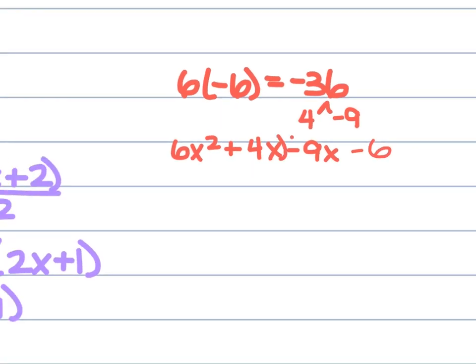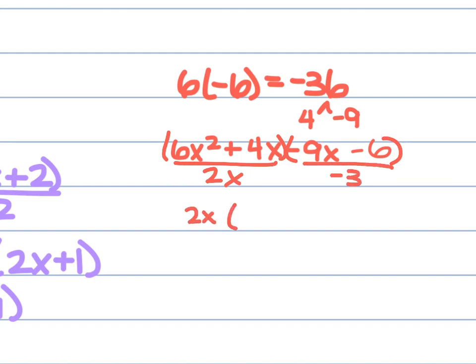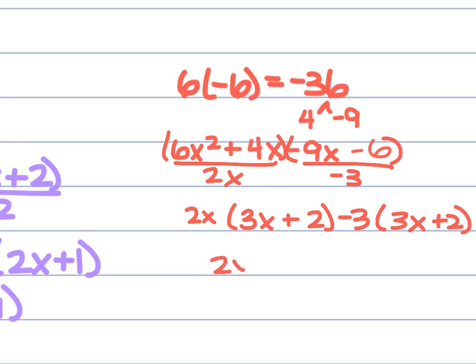So then factor by grouping. Factor out a 2x from the first, factor out a negative 3 from the second. It's going to be 2x times 3x plus 2, and negative 3 times 3x plus 2. So 2x minus 3, 3x plus 2.